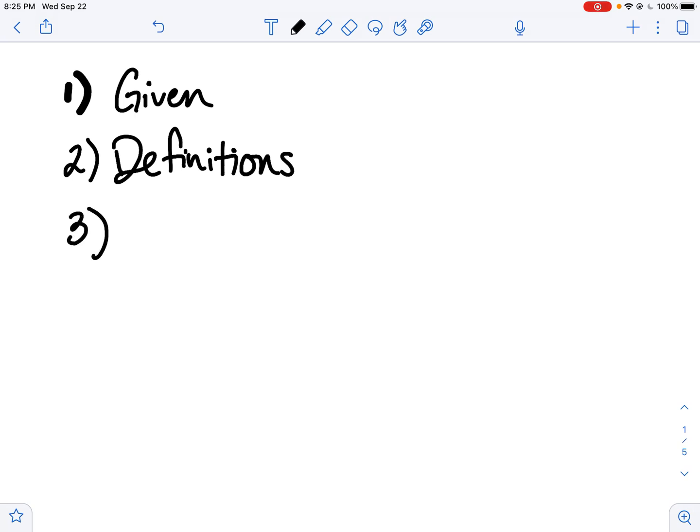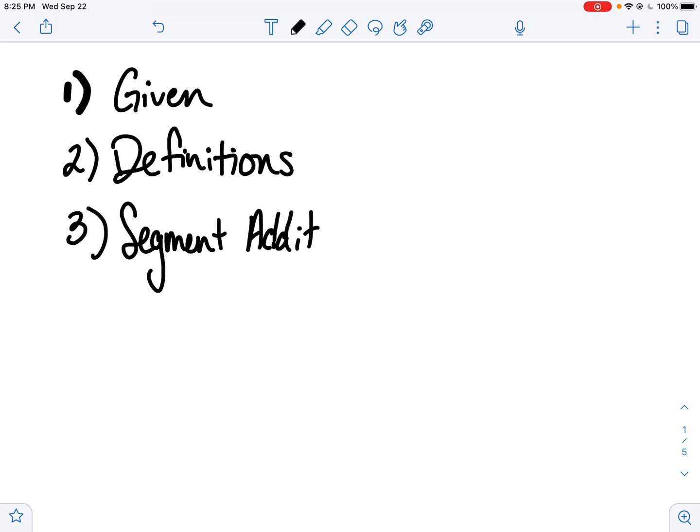And then after that, at least in this lesson, you want to look for your segment addition postulate. That's the big focus of today's lesson. Okay, so those are the first 3 steps.